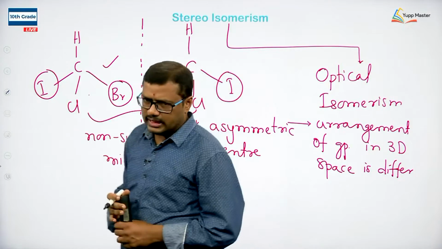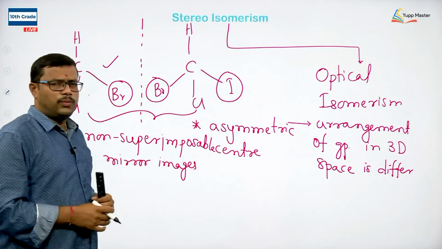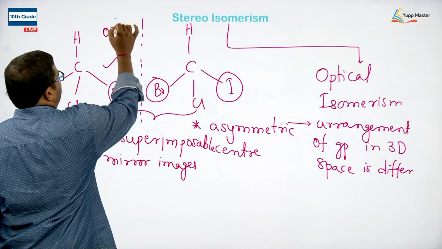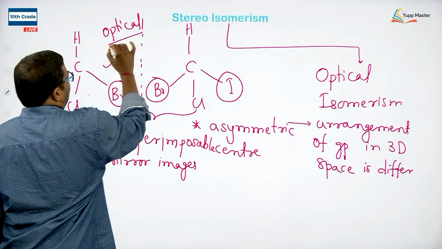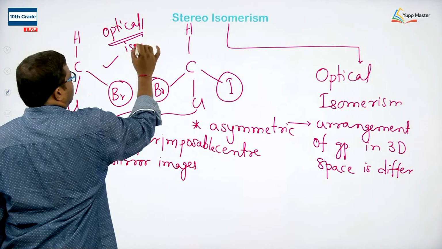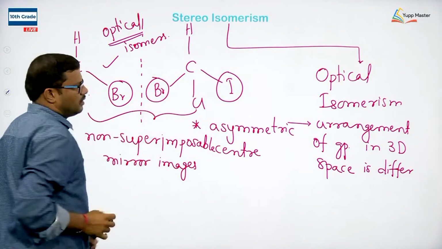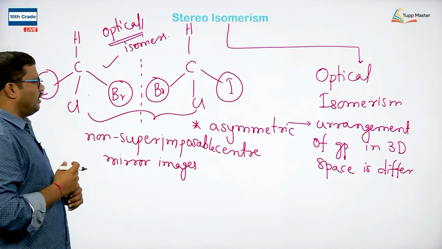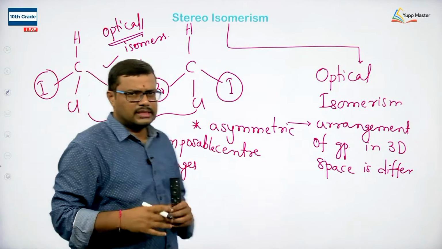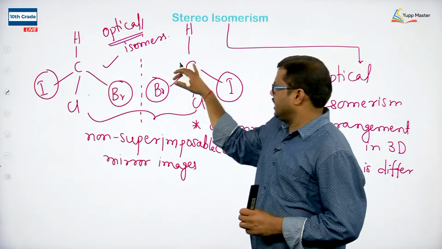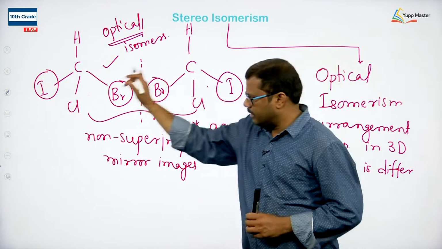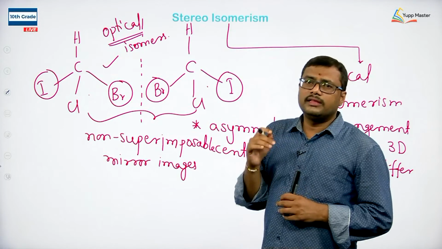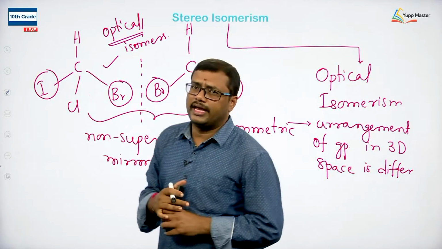So here, this molecule possesses an asymmetric center, so this molecule is optically active, and these two are known as optical isomers. Now, since the compounds have the same chemical formula and same connectivity, where are they going to differ? They are going to differ in the rotation of plane polarized light.